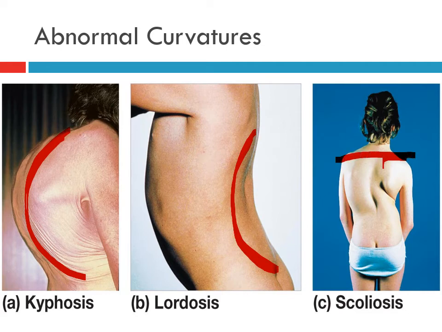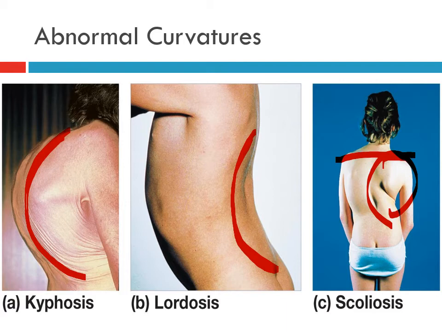So the left shoulder is higher than the right shoulder. And so this side actually could end up compressing on the lungs or compressing on the liver and interfering with function of those organs. So scoliosis can be very serious.